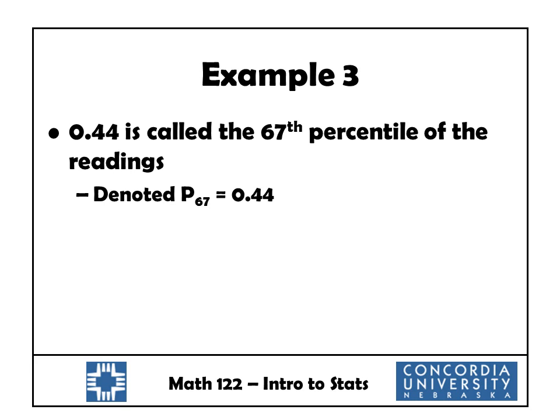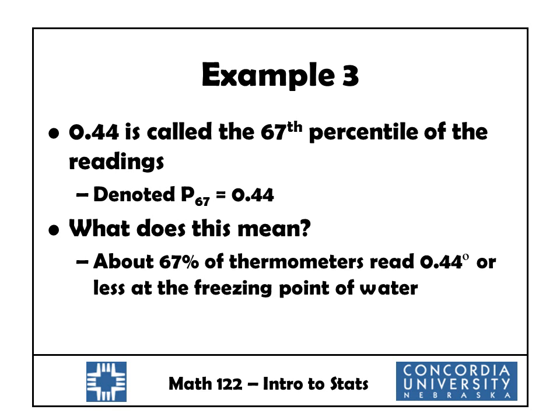That number, 0.44, is called the 67th percentile of the readings, and is denoted with this notation p sub 67. The subscript there denotes the percentile value, so 0.44. Now what does that mean in practical terms? Well, that means that about 67% of thermometers read 0.44 or less at the freezing point of water. So note here that the subscript 67 is a percentage or a probability or an area. The 0.44 is a z-score or a temperature reading.